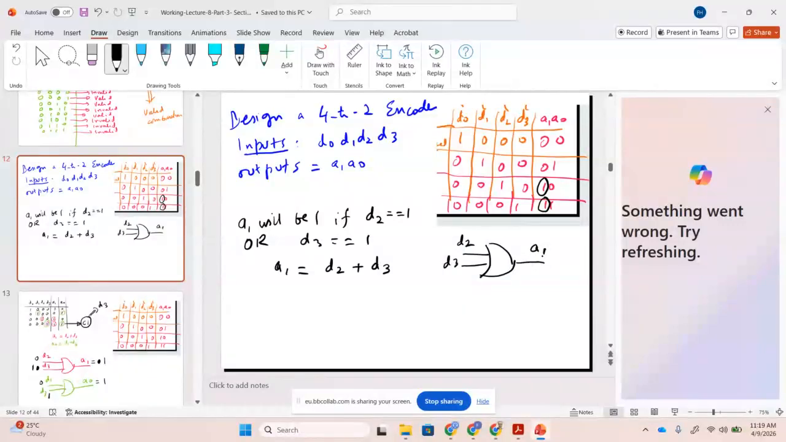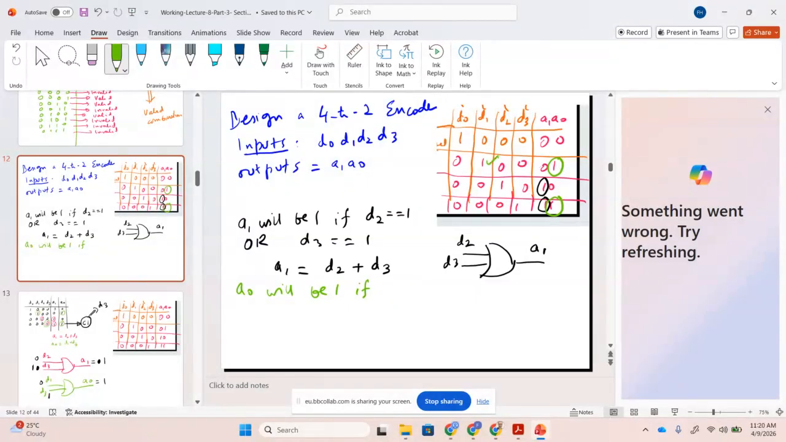Now let's say you want to find an expression for A0. Can you see it's here, A0. What can I write here? A0 will be 1 if what? Can anyone help me? Please, can anyone formulate it, looking at the truth table? If D0 equals 1 or, no, I'm now looking at the green color.